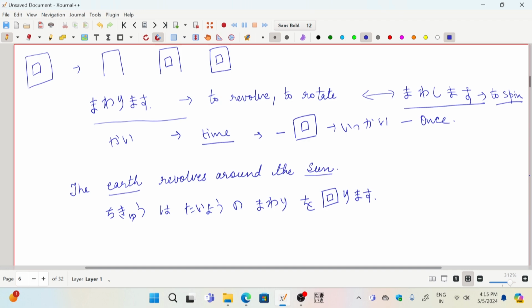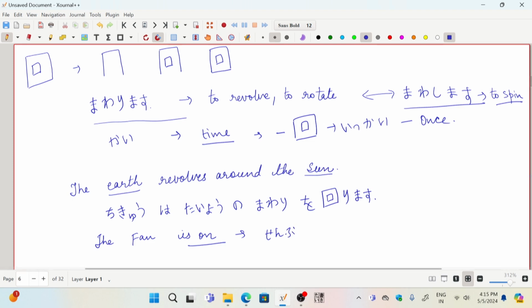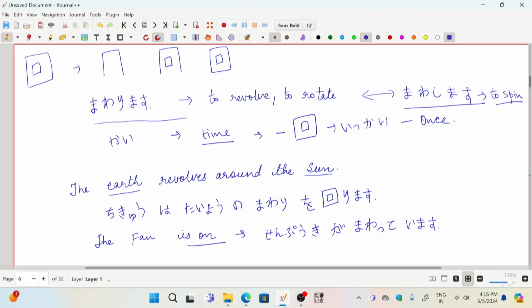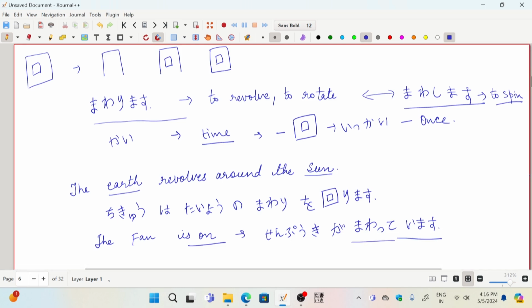Or the electric fan is on, is moving. So the fan is on. In that sense, when the fan is on, it will revolve, right? The blade will rotate. So this is how the Japanese say senpuki ga mawatte imasu. So the fan is on. Senpuki ga mawatte imasu.